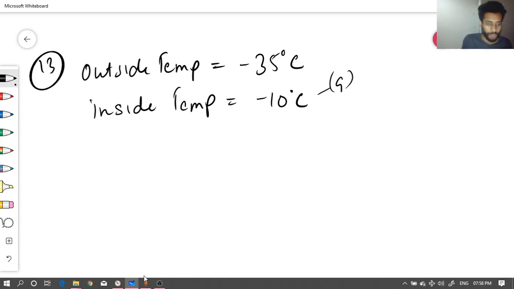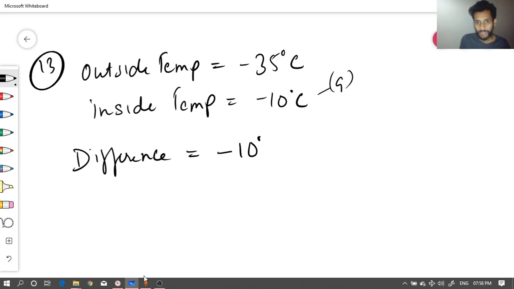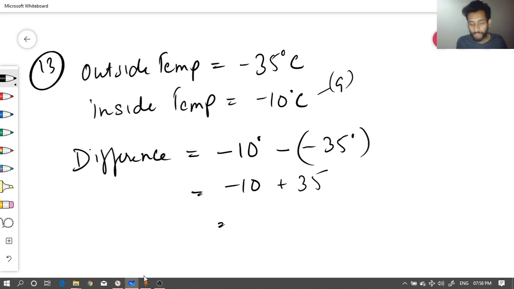So what we have to do? We have to find the difference. So difference is equal to minus 10 degree minus minus 35 degree. Okay, so here it will be minus 10, here it will be plus 35. After that minus 10 plus 35, the result will be of the bigger sign, so this will be 25 and the result will be plus. Okay. This is the difference, degree centigrade. Okay, the difference is 25 degree centigrade.